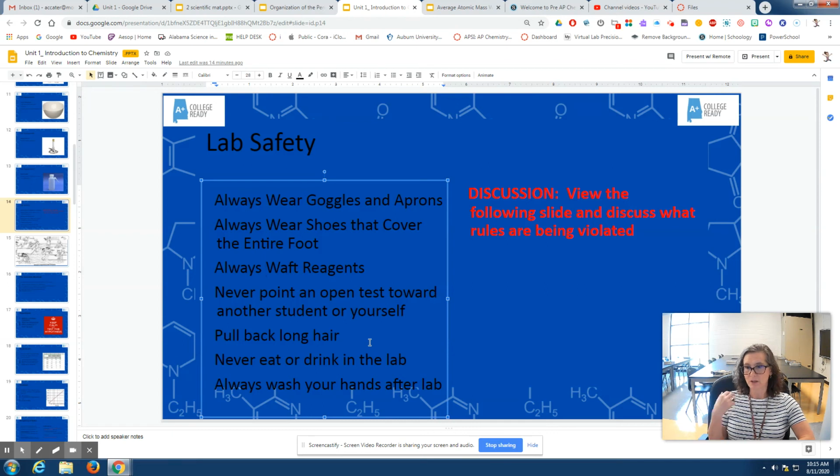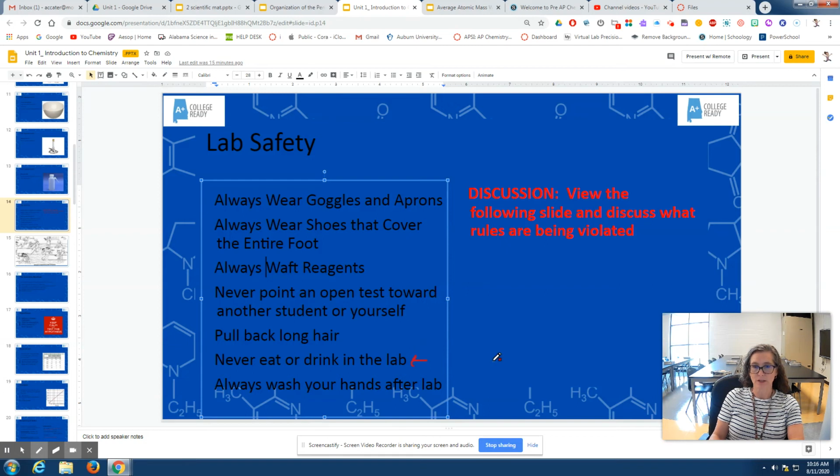Okay, so even as short as mine is, we're going to pull it back when we're in the lab because when you lean over, it can very easily get into a Bunsen burner or get into a solution, and that could be bad. This should go without saying, but this is one of the most important ones that I hope we remember. Oh, the last two are actually the most important ones, I guess. First and the last two.